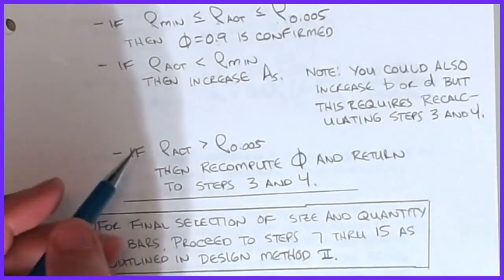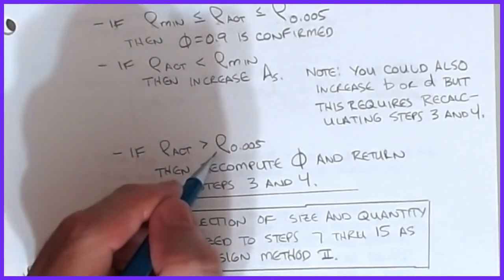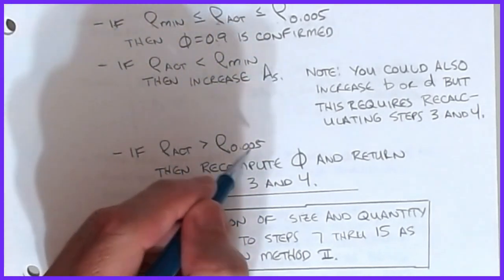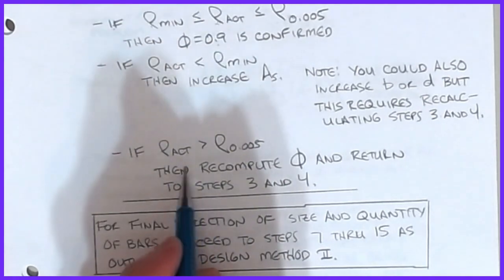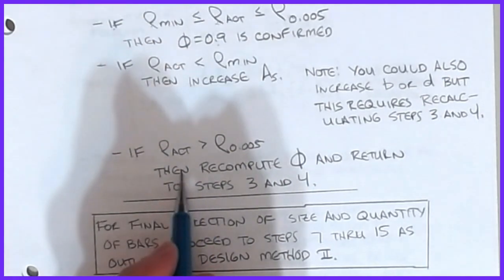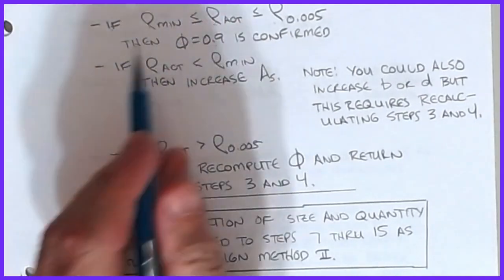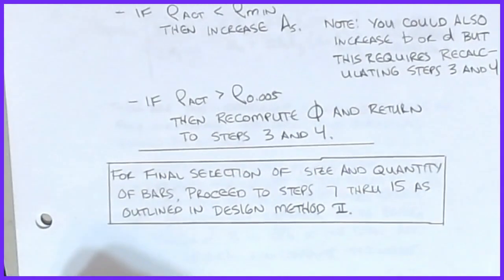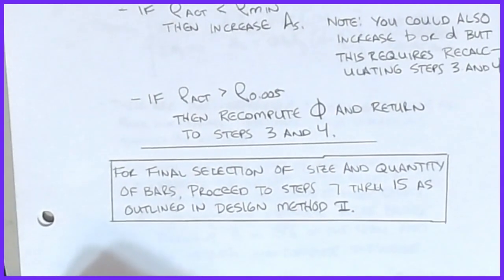Okay, if you find out that your rho actual is greater than this rho of 0.005 formula, then what happens is your phi is no longer 0.9. You've got to recompute phi, and then you have to go back and start to choose that. Okay, all right.